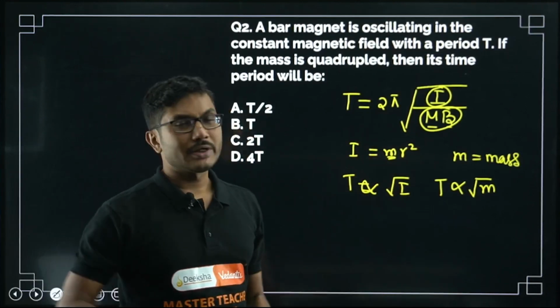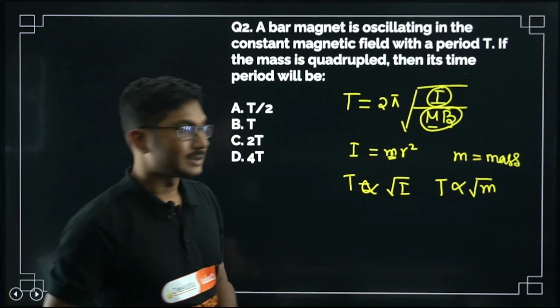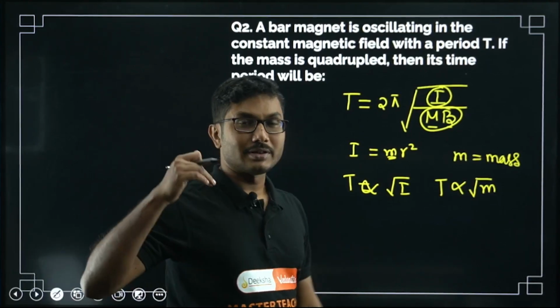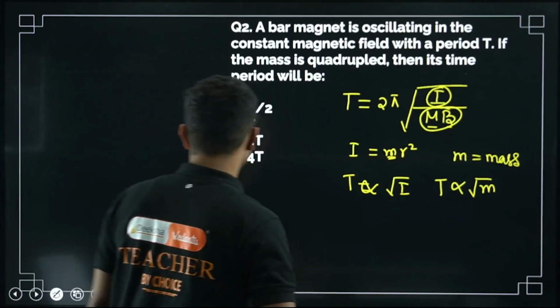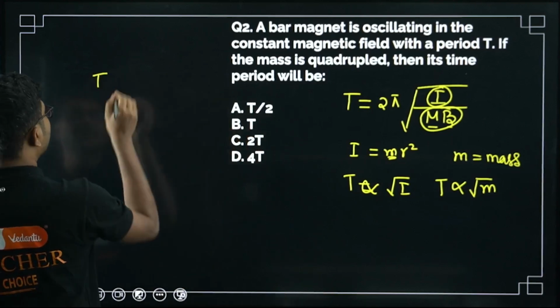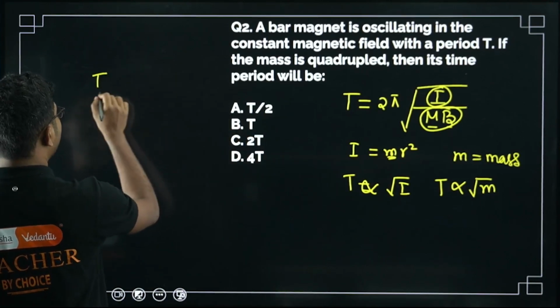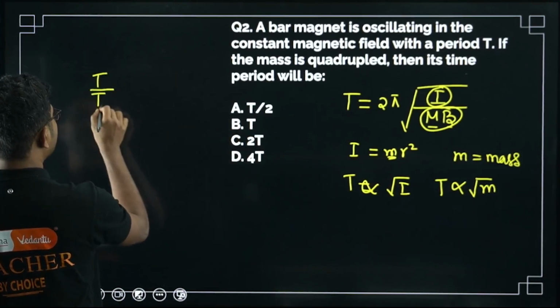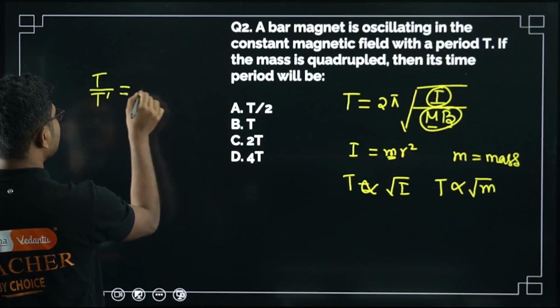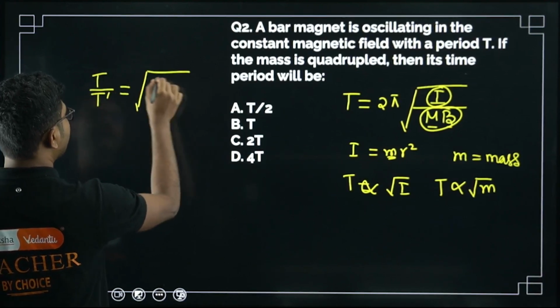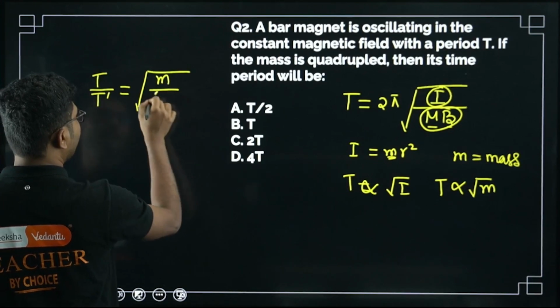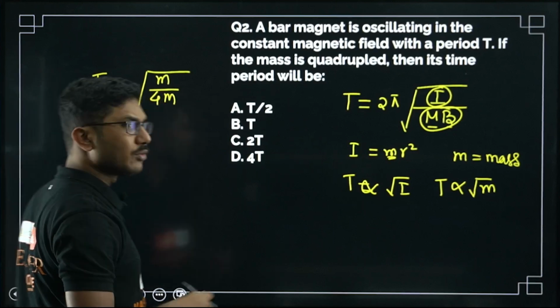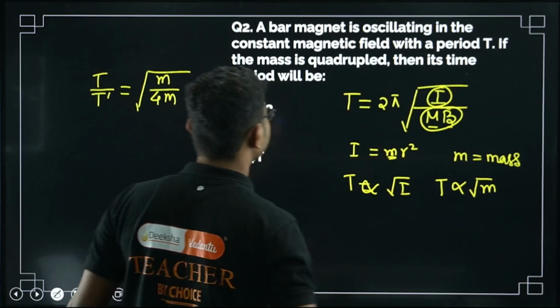The only thing you are doing is quadrupling the mass. Quadrupling the mass means you are making the mass 4 times. So suppose initially the time period was T and the mass was m, the final time period say T dash and mass is 4m, so here you can say m by 4m, because you have quadrupled the mass.